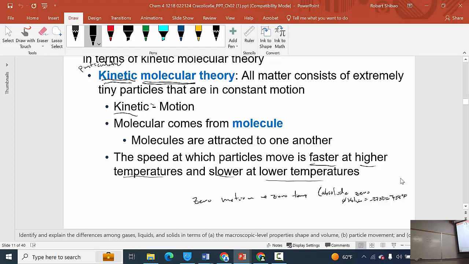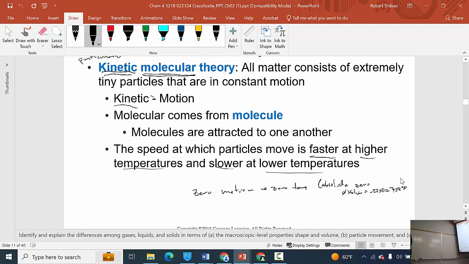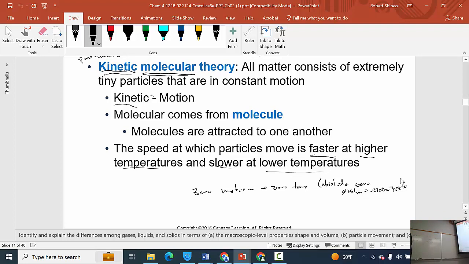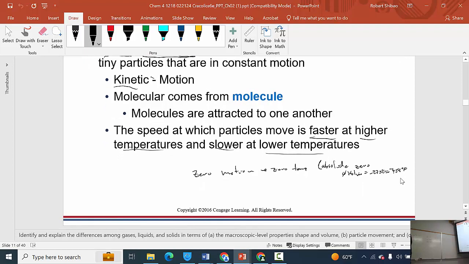Is it possible to go slower than zero? No. And so zero is the slowest we're going to go in any direction. It's actually minus 273 degrees Celsius, or minus 273.15 to be more precise. But that's zero motion.